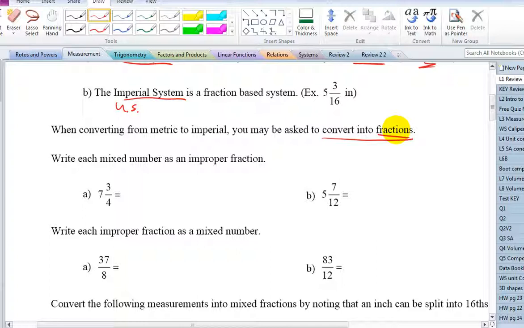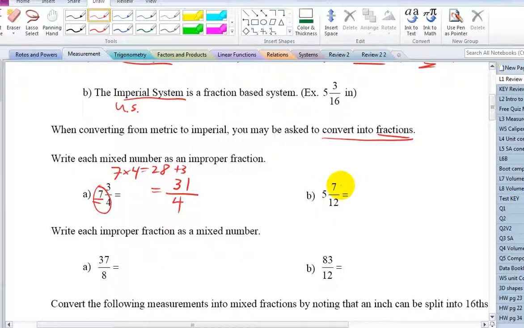So for each mixed number, write it as an improper fraction. We have 7 and 3 over 4. To change it to an improper, we would go 7 times 4, which equals 28. So really, this 7 up front means there's 7 whole groups of 4, plus the 3. So what's the new numerator? 31 over 4. Okay.